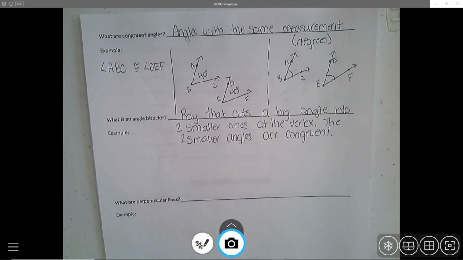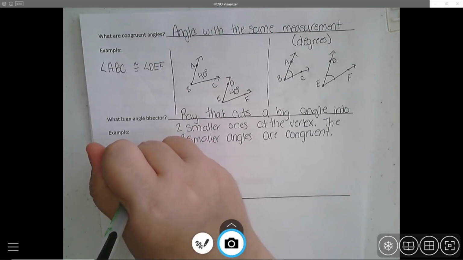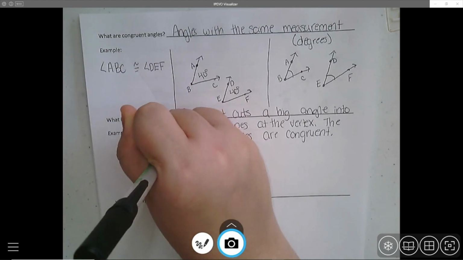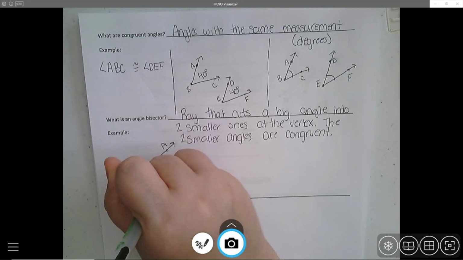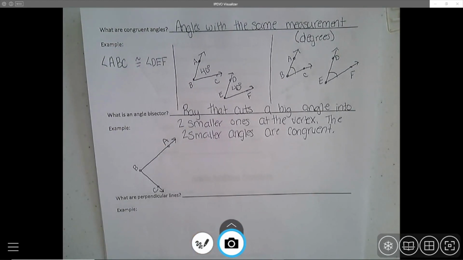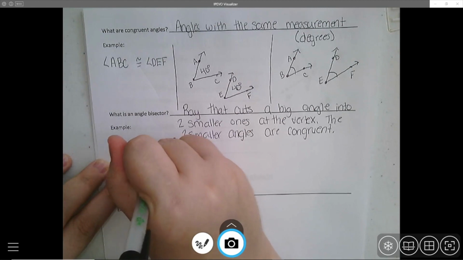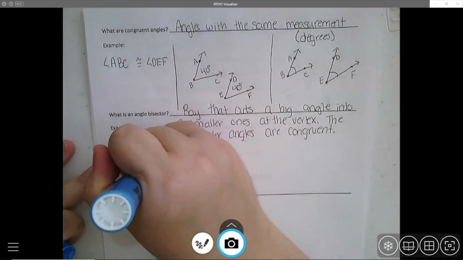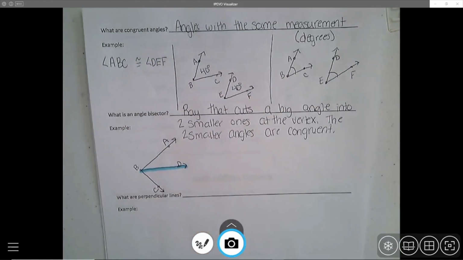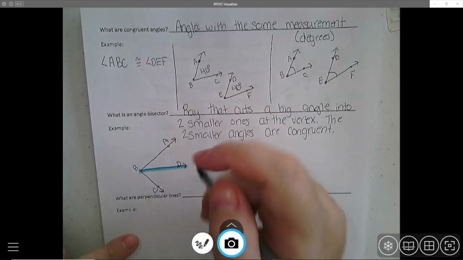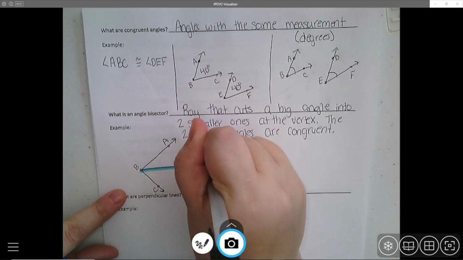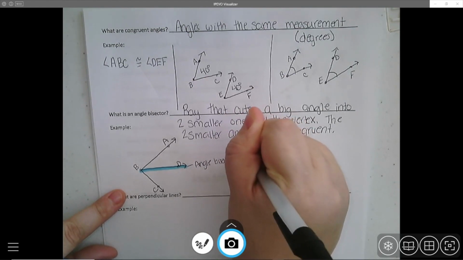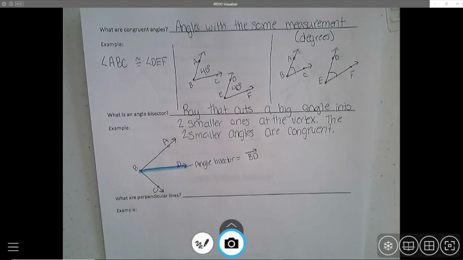Okay, so if we look at what this means, we're going to have a big angle here, ABC. What's going to happen is there is going to be a ray come in here, let's say at BD. First off, this ray that cut inside of the angle that I just highlighted is the angle bisector. My angle bisector is BD. That is the ray that cut it into 2 pieces.